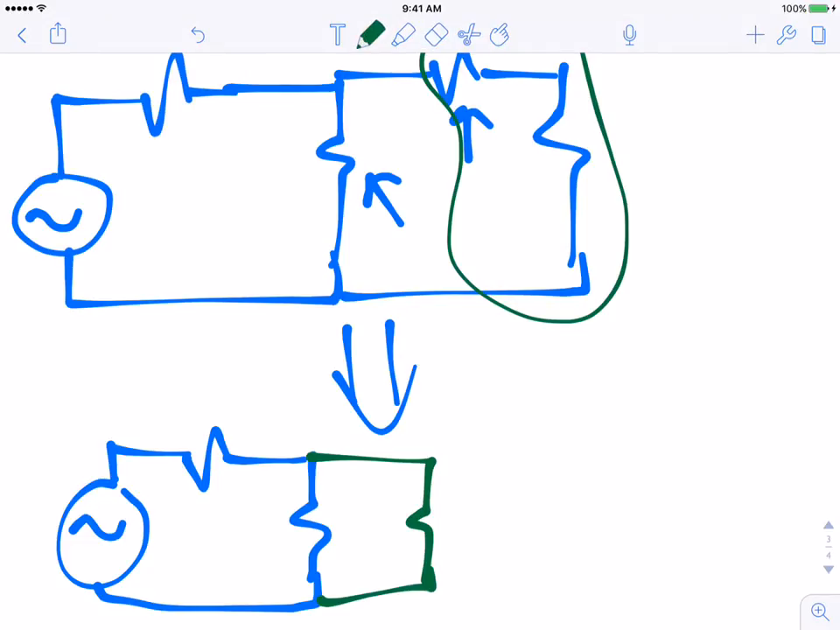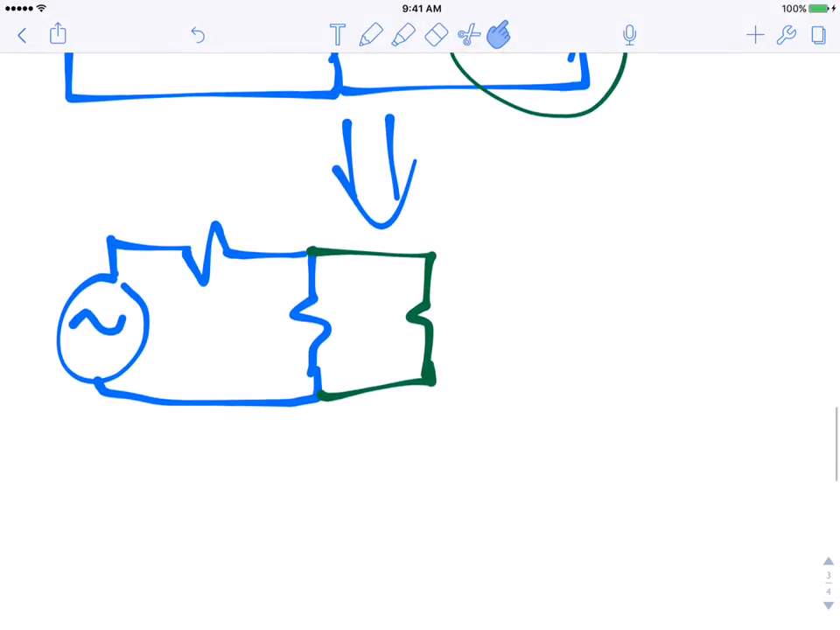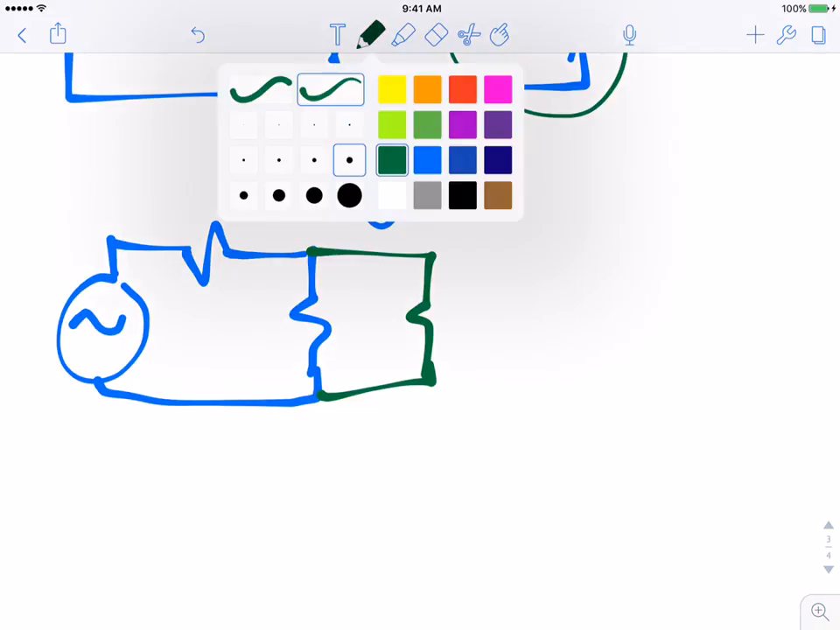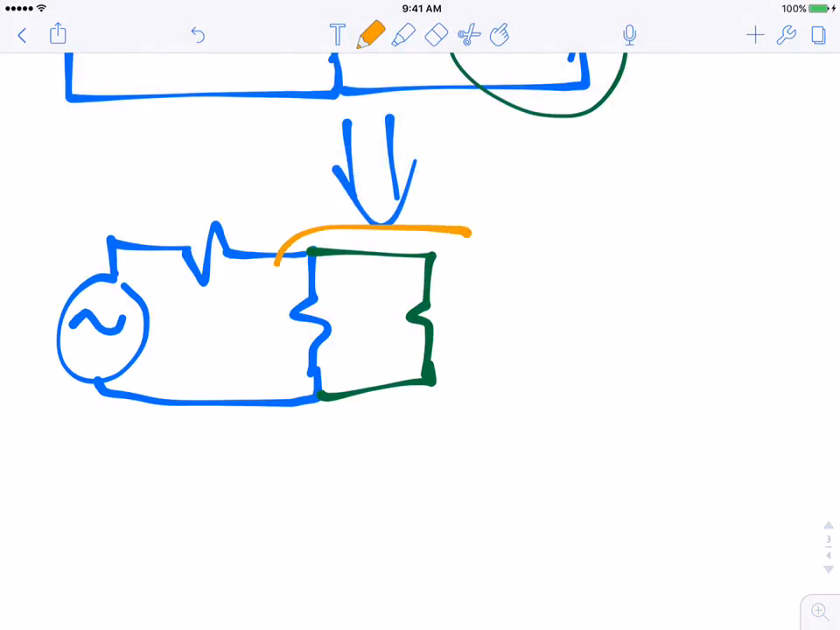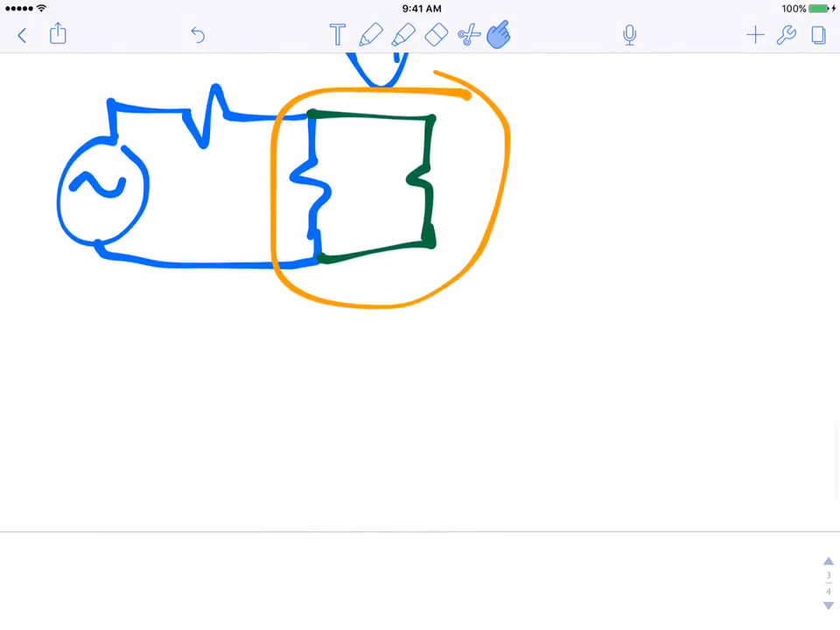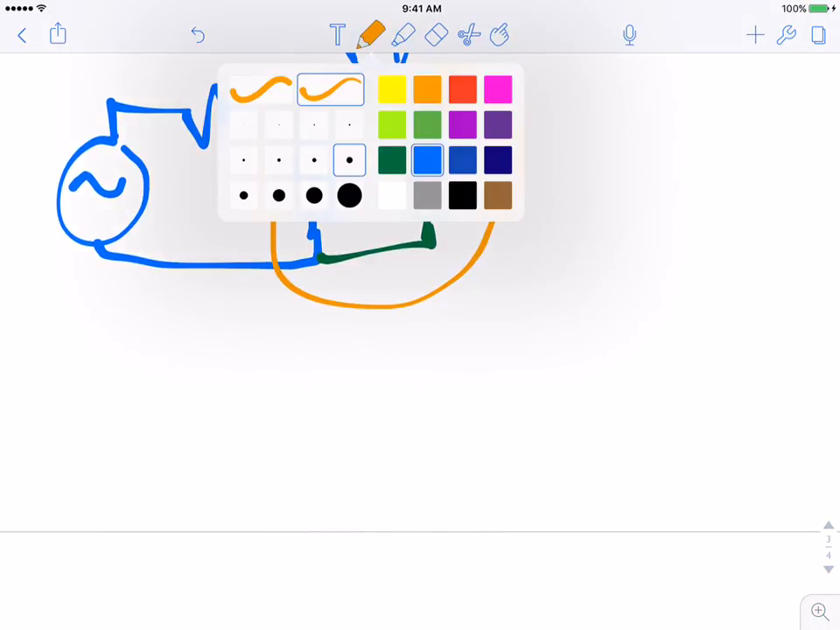So then the next thing you're going to do is take these two impedances and combine them in parallel. So when you combine them in parallel, you're going to get this.